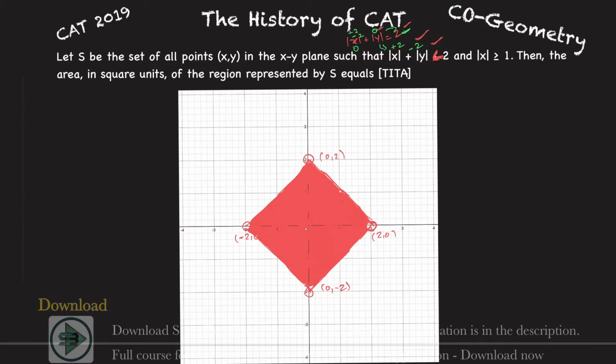Now what else? Modulus of x is greater than or equal to 1. Now what is this region? Modulus of x is equal to 1. Let's find this out first, then we'll see the part of greater than. What is modulus of x equal to 1? So x is equal to plus 1 or minus 1.